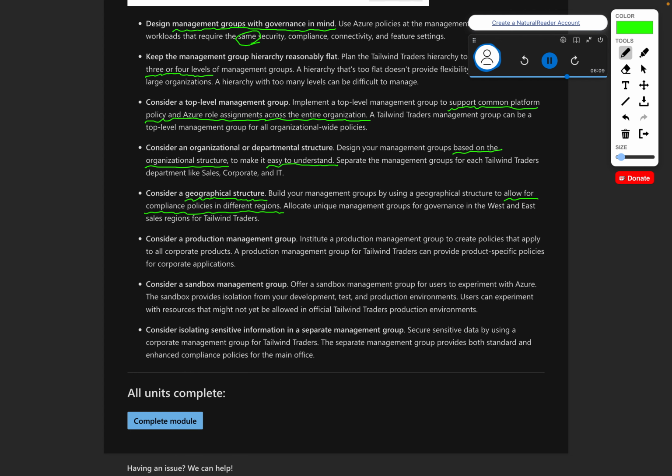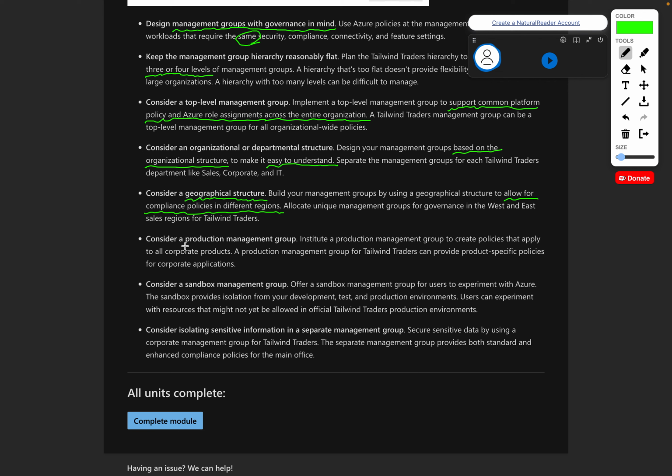Consider a production management group. Institute a production management group to create policies that apply to all corporate products. A production management group for Tailwind Traders can provide product-specific policies for corporate applications.